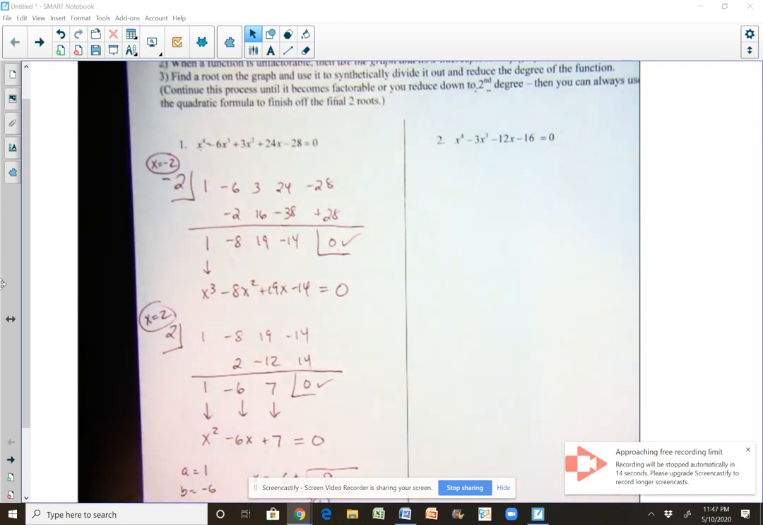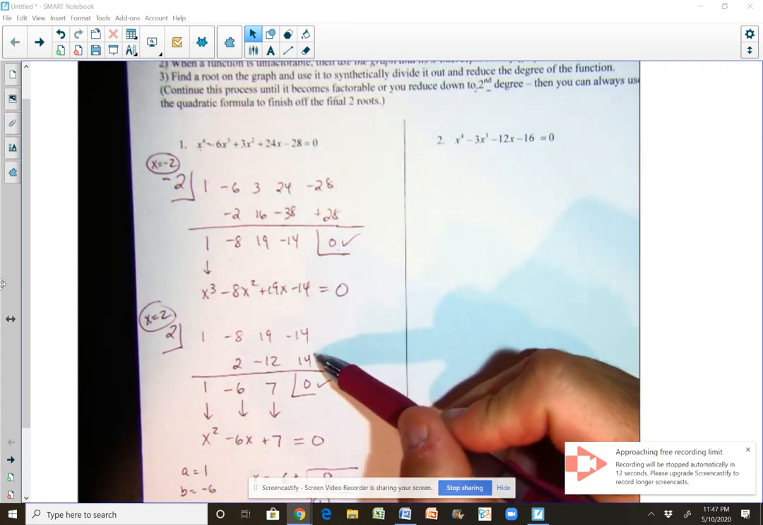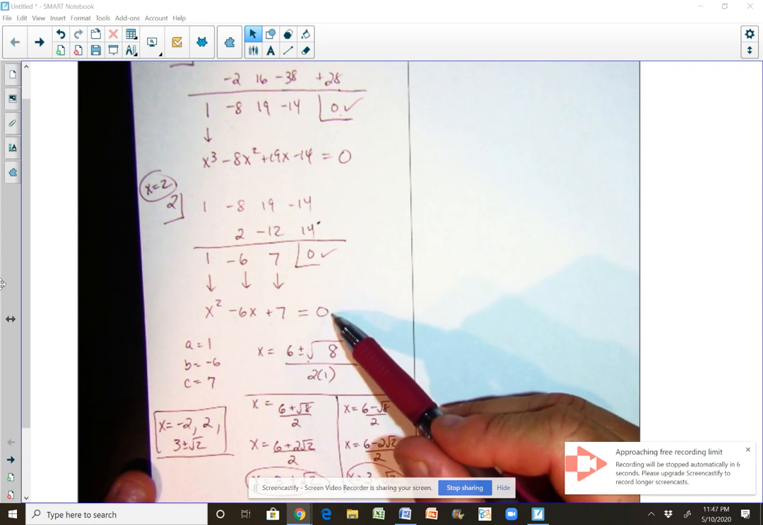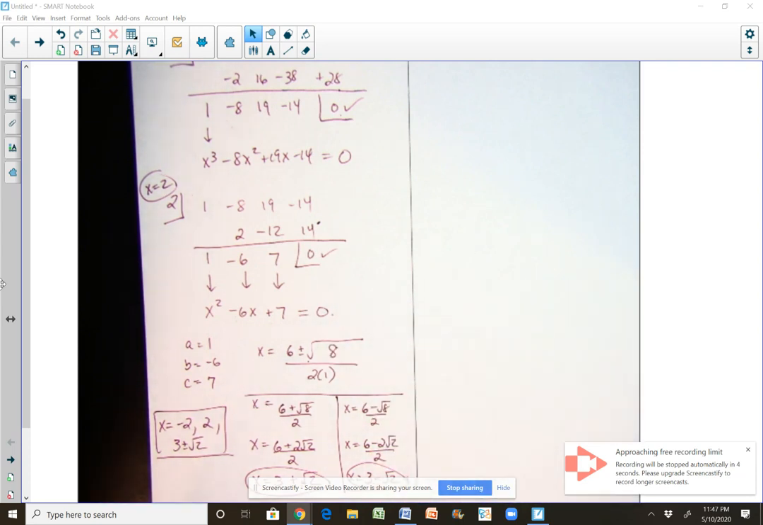Even though at the beginning it was unfactorable, we were able to use the 2 rational roots to reduce the degree and then turn it into something at the bottom that was finally solvable as a second degree. And that's generally going to be the premise for each of these problems.